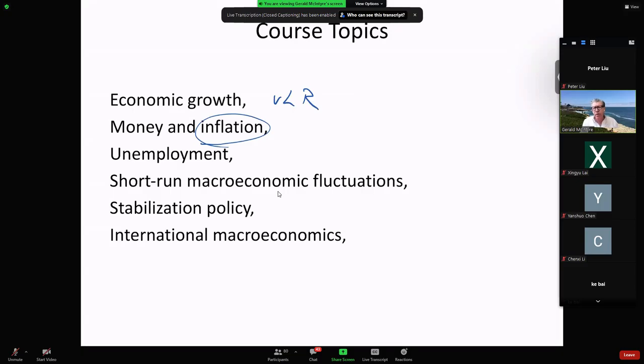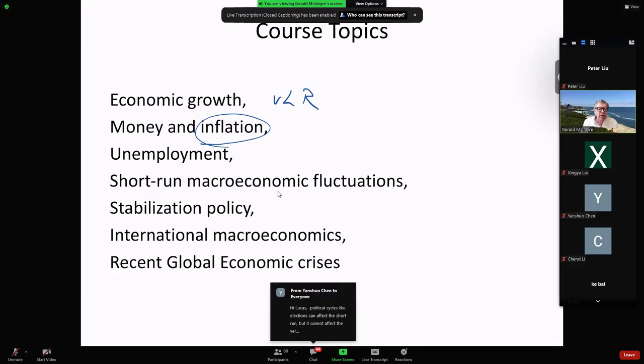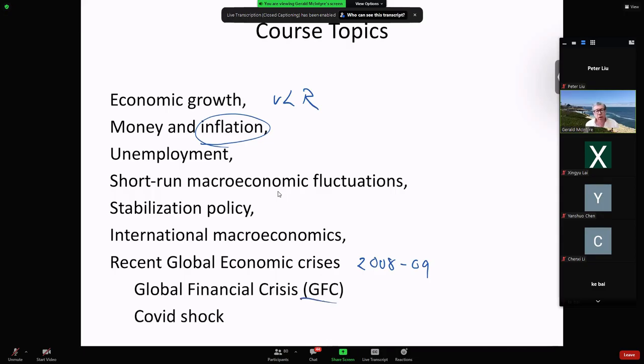We'll talk a little bit about international macroeconomics, not a lot, but a little bit. And we'll also discuss the recent global financial crisis. This is the crisis of 2008-2009, also sometimes called the GFC, global financial crisis, and also the COVID shock. We'll make some reference to both the virus itself, but most importantly, probably, the policy response to that virus, the government's response to that virus, the effects of which we're still living with to some degree. Okay. COVID is a very special situation, so sometimes in special situations, they don't apply. The special situation doesn't apply to the general case, but sometimes special situations, extreme instances, bring out something we haven't seen before.